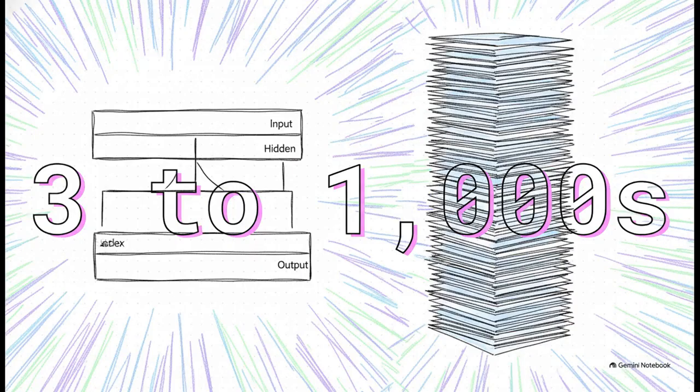And this brilliantly answers our initial question. The adjective deep literally refers to the number of layers. A simple traditional neural network might have just one hidden layer, but deep learning uses anywhere from 3 to several hundreds to even thousands of layers stacked on top of each other. That sheer, massive depth is exactly what gives it its mathematical superpower.